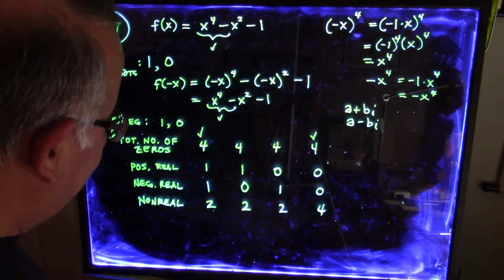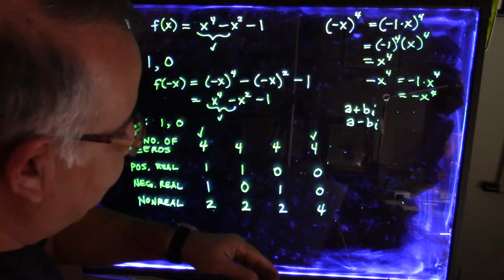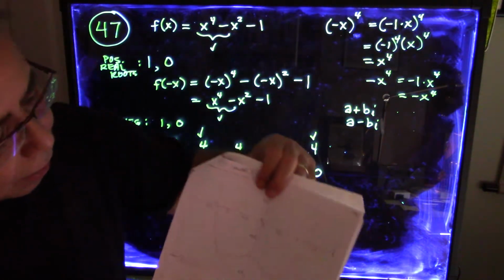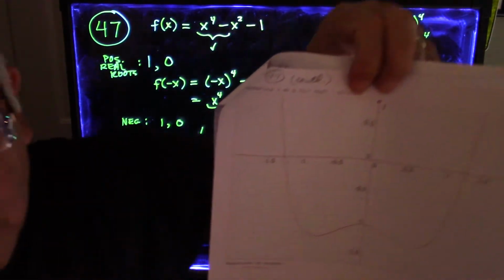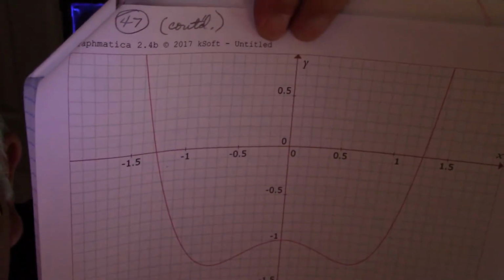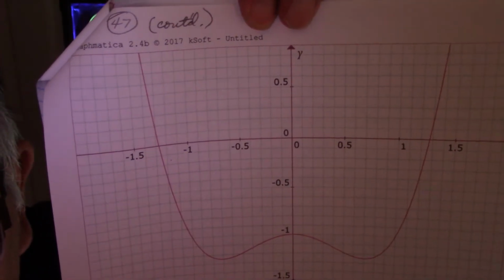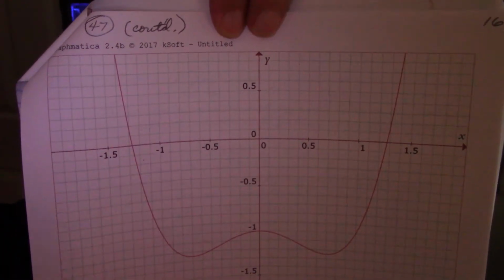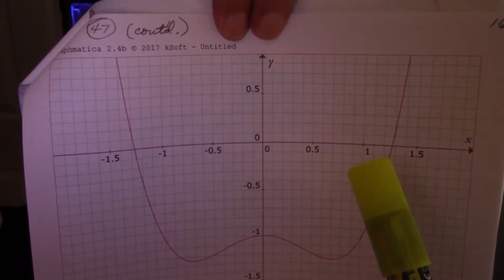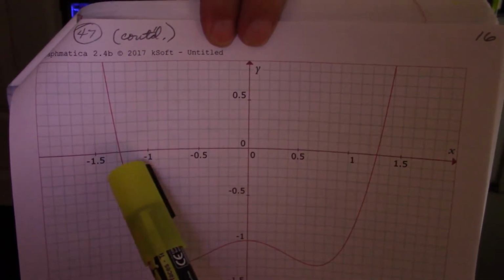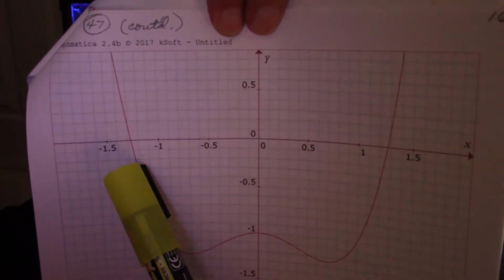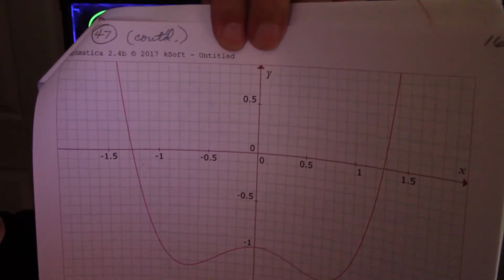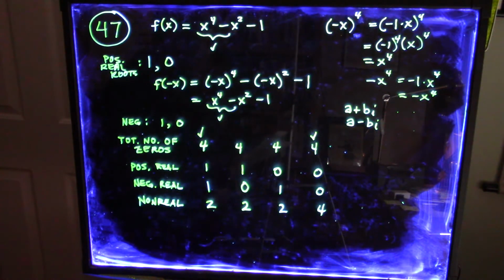So let's take a look. When you graph this polynomial up here, here's what I got. As you can see, it does cross the x-axis twice. And we have a negative real root. Oops, sorry, I have to look at it the right way here, and that's a positive there.